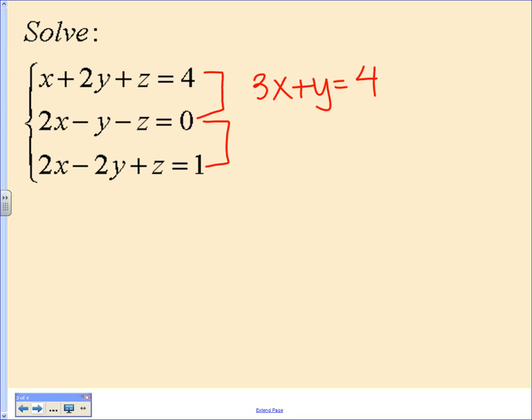So we added the top two. Now we're going to add the bottom two. What do you get when you add the bottom two? Do you agree? 4x minus 3y equals 1. Have we had something like this before? That's what we've been doing before. So now, instead of a 3 by 3, we have 2 by 2.